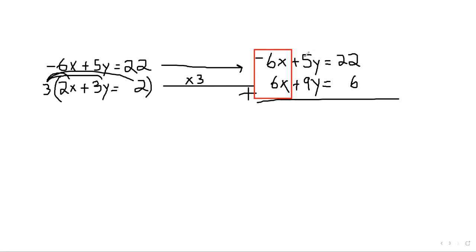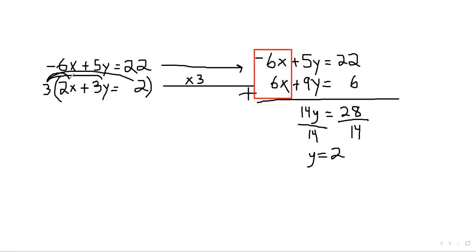So let's work on our y's. 5 plus 9 is 14. Now remember, we can combine these two because the letters are exactly the same. When the letters are exactly the same, you can work on the numbers. So 14y equals 28. And if we divide both sides by 14, we end up with 2. So y equals 2. So far, so good.